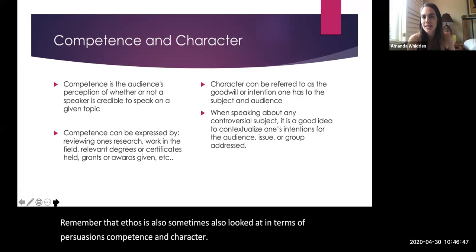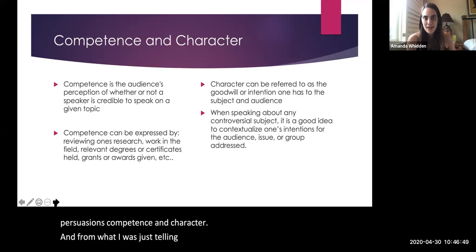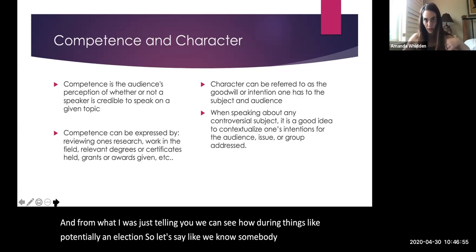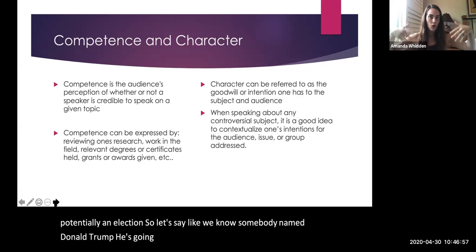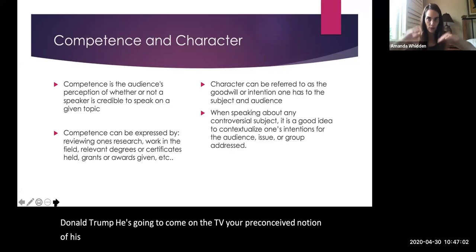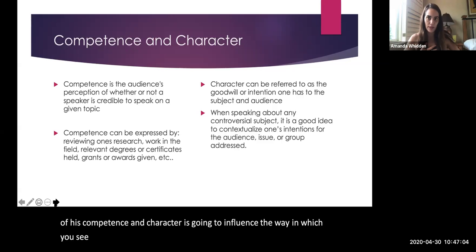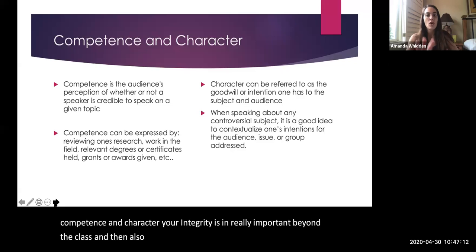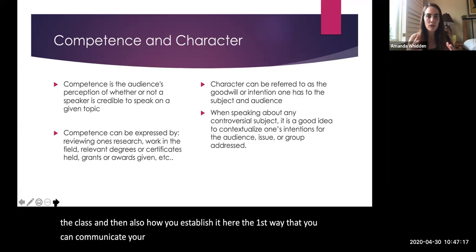And from what I was just telling you, we can see how during things like potentially an election, let's say we know somebody named Donald Trump, he's going to come on the TV. Your preconceived notion of his competence and character is going to influence the way in which you see him and what you're going to be persuaded by. So that competence and character, your integrity, is really important beyond the class, and then also how you establish it here. The first way that you can communicate your competence is simply by that of what you know.